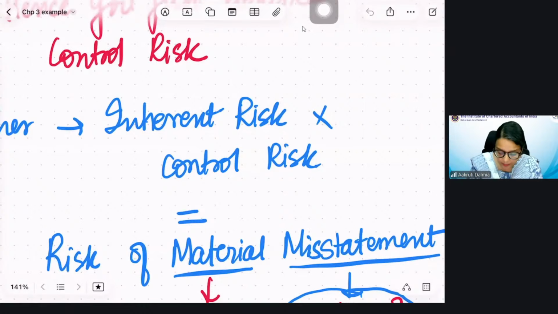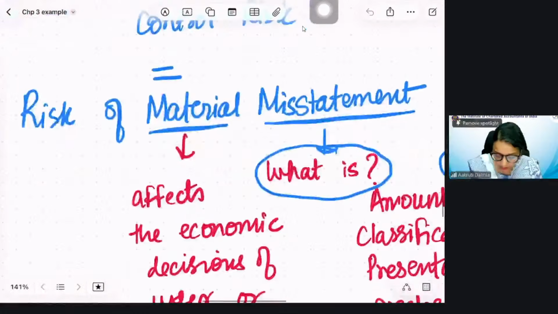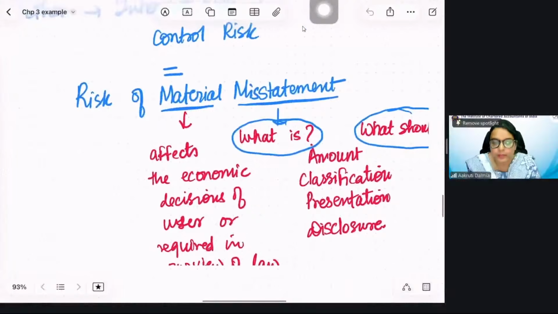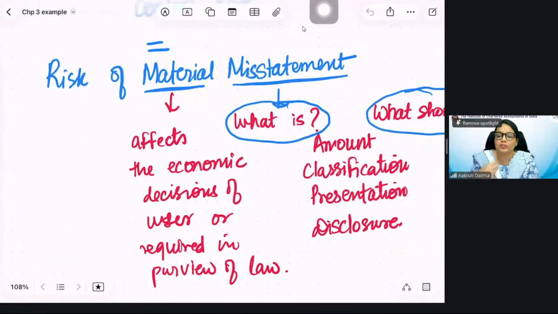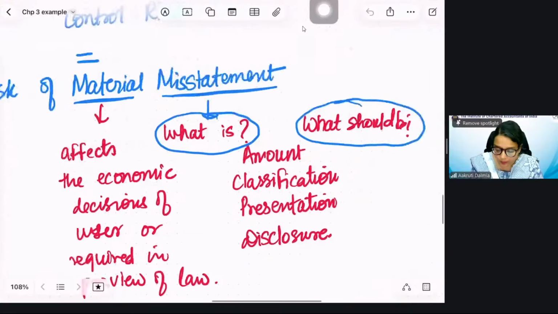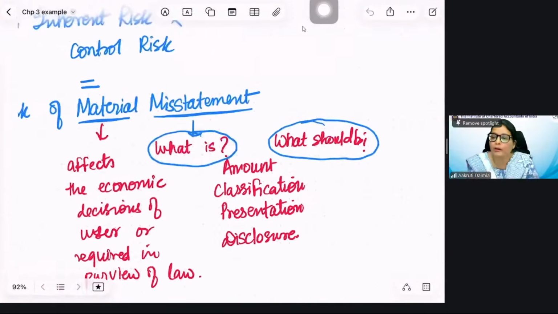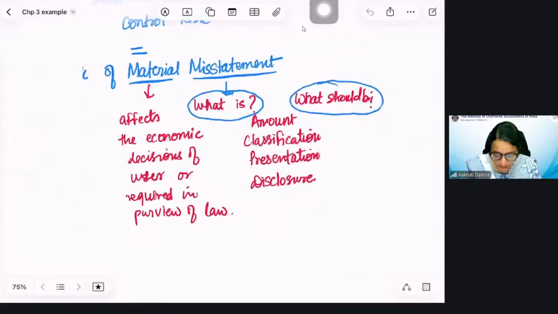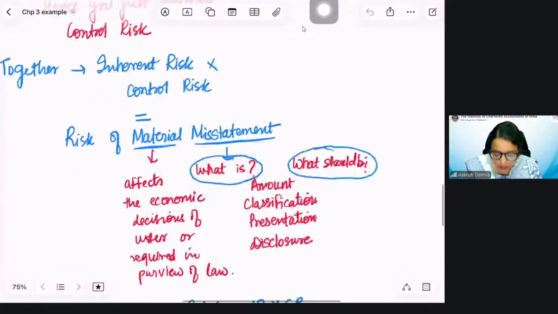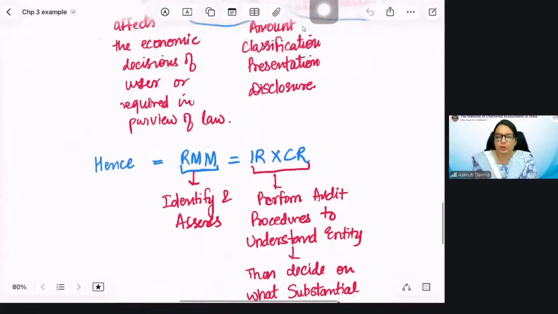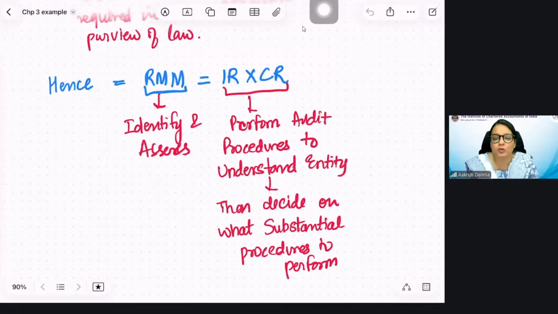Now you understand. So risk of material misstatement: material means what? Anything that affects the decisions of the users that is required by law. And misstatement is the difference between what is and what should be. We will do that in detail. So how do you identify and assess risk of material misstatement? When you are able to properly identify the inherent risks and the control risks, you will be able to identify and assess the risk of material misstatement.